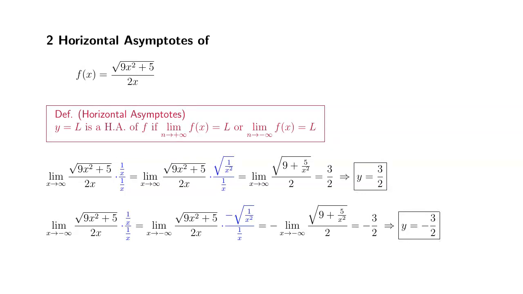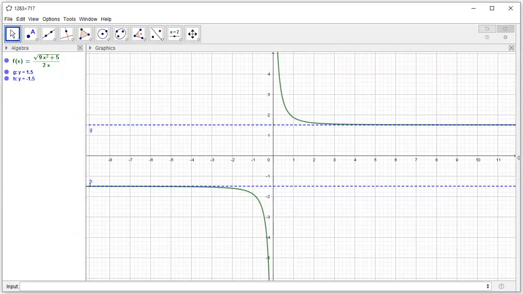So let's use GeoGebra to sketch the graph to see if we can see two separate horizontal asymptotes. Here's what it looks like. I already put it in. The green curve is the graph of f of x. And as you can see, y equals negative 1.5, which is negative 3 over 2, and also y equals positive 3 over 2, are horizontal asymptotes.